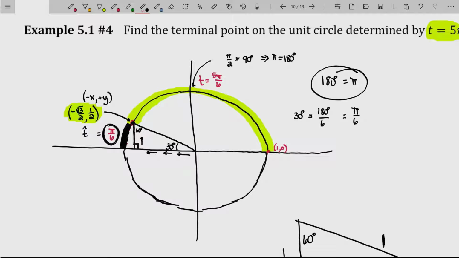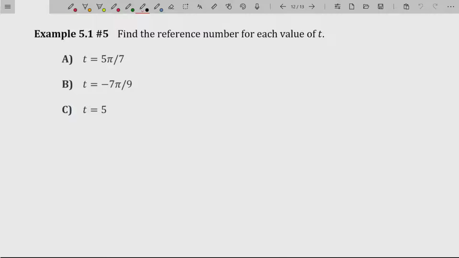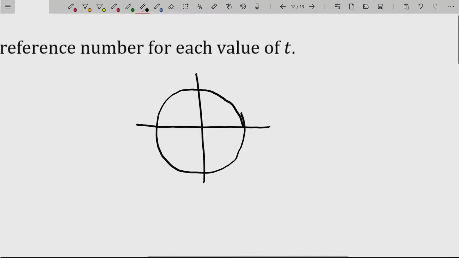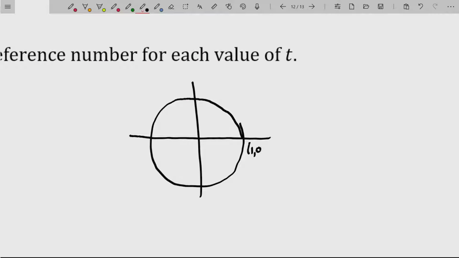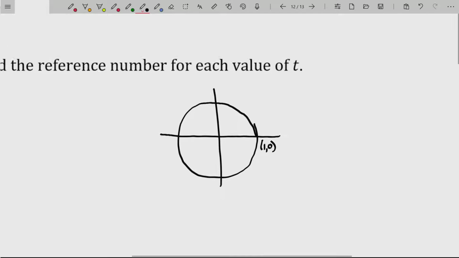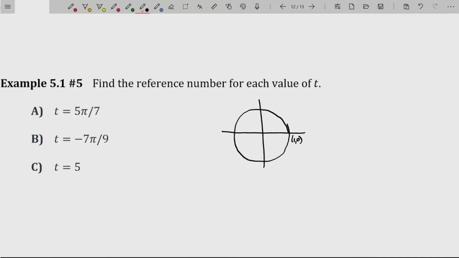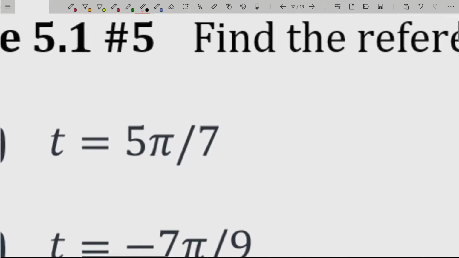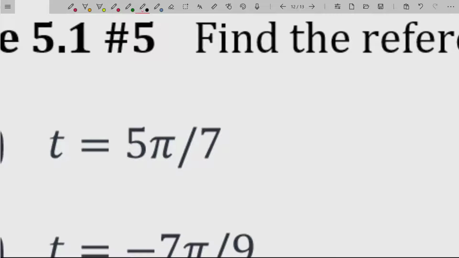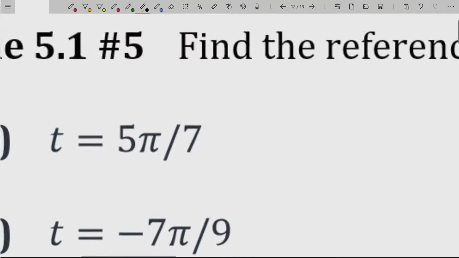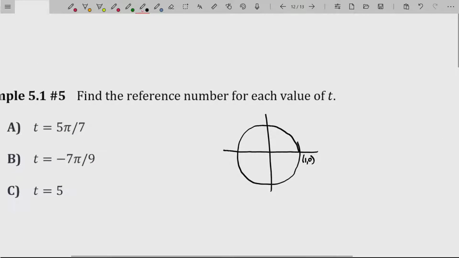So let's try this out in an example. Find the reference number for each of these arc lengths. So we have an arc length of 5 pi over 7. Each time you see this, it's a little helpful to draw out a unit circle. It is a unit circle, not that you have to write in 1, 0, but I'm going to just to accentuate that. And you're carving out a path along the unit circle in the counterclockwise direction, because t is positive, and that path will be of length 5 pi over 7.